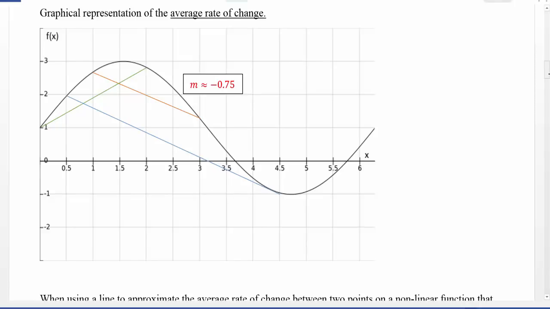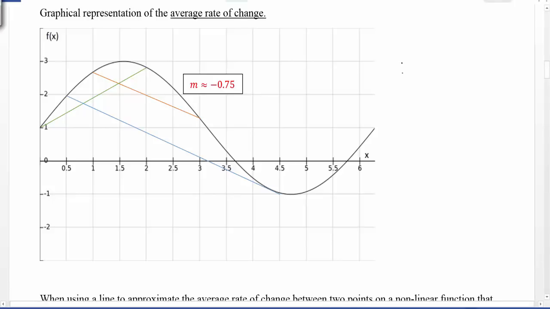Let's start with the graphical representation of average rate of change. This is the same graph that I used in the previous example, and the red line represents the slope that we approximated in the first problem. When we looked between 1 and 3, we found the slope to be approximately negative 0.75.